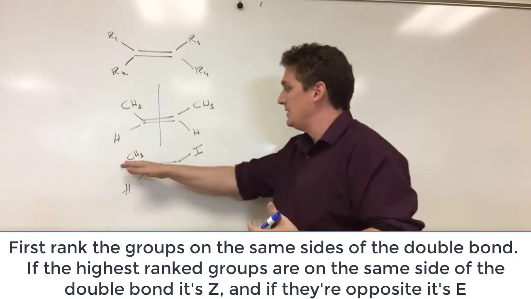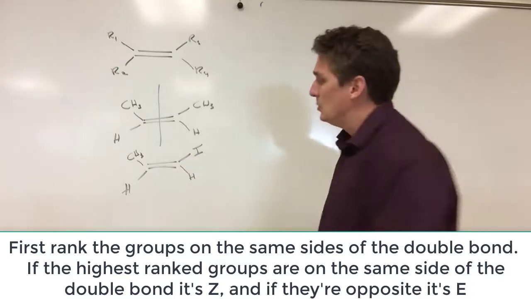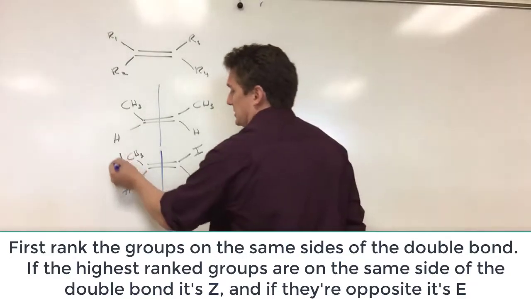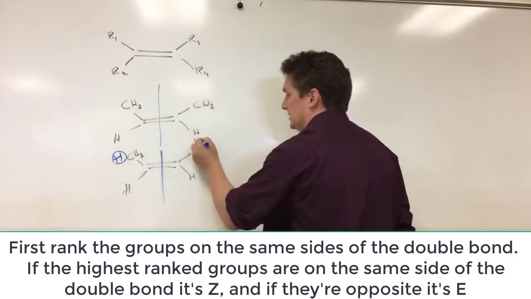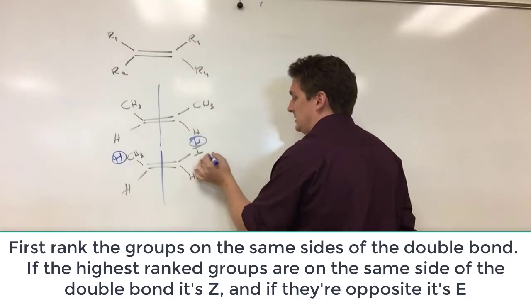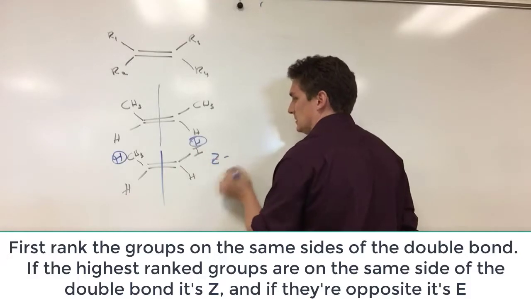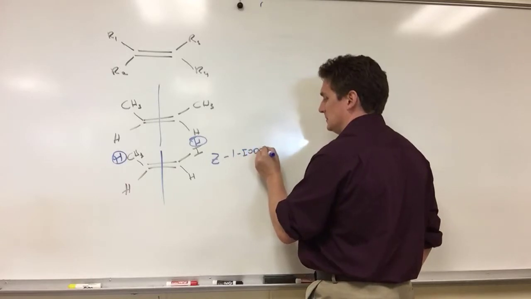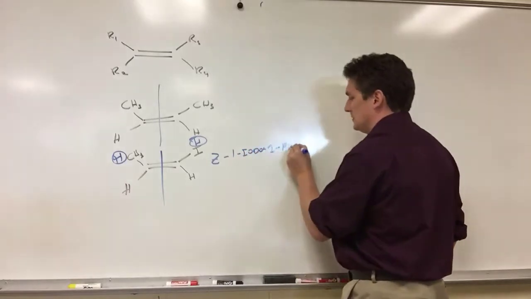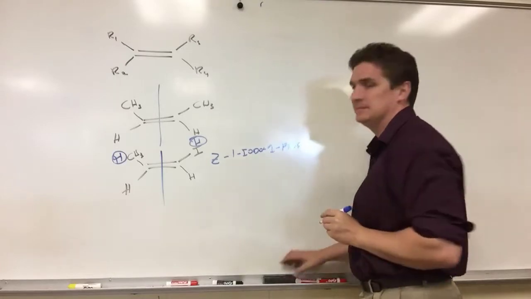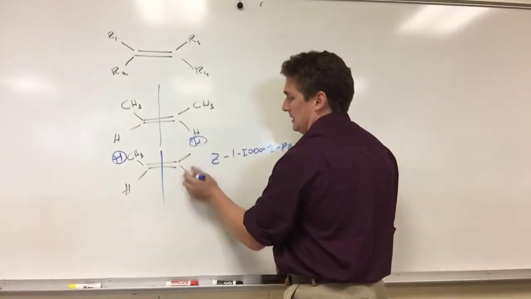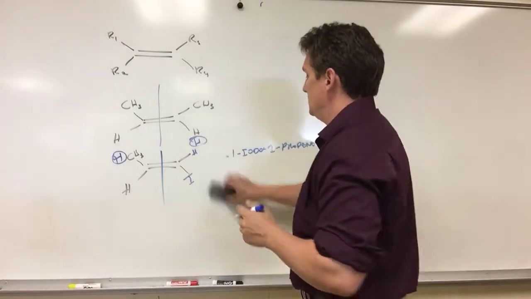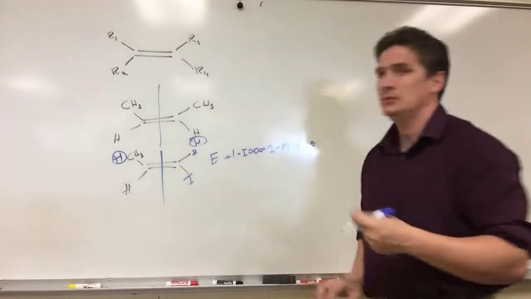But let's say we have CH3, I, and H. Well, if we look on the left side, our priority rule says that carbon is higher than hydrogen, so this is a high priority, and on the right side, this is a high priority. So this would be Z-1-iodo-1-propene. If we were to flip them and have the iodine down here and the hydrogen up here, this would be E-1-iodo-1-propene.